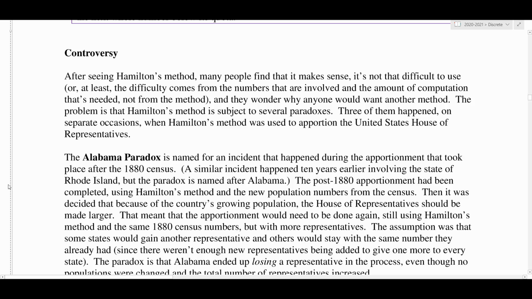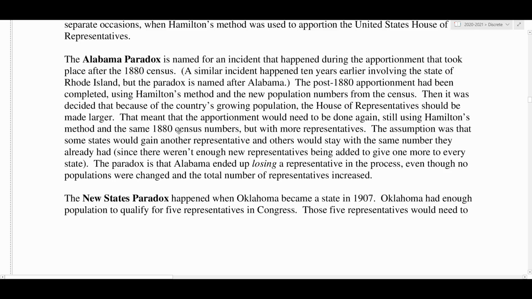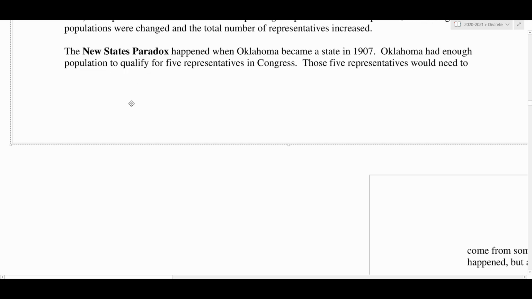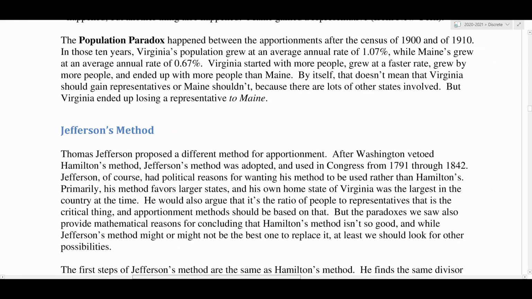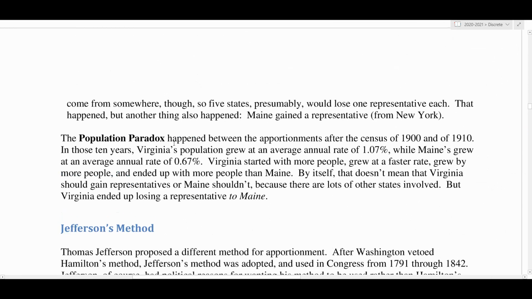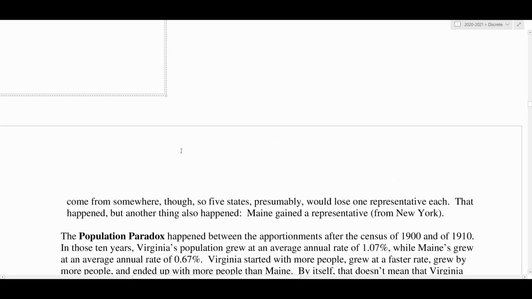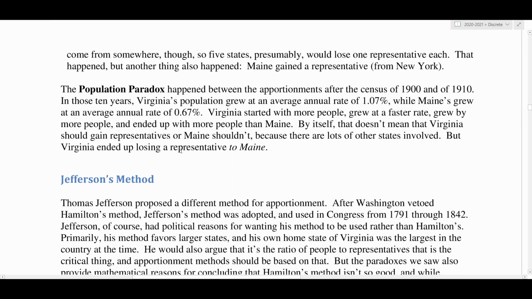And these paradoxes, and where Hamilton's method went wrong in history, are described here. There were three separate incidents: one known as the Alabama paradox, another known as the New States paradox, and then over here, I don't know why that's way over there, the population paradox, which happened in Virginia in 1900 and 1910. I want you to read through those paradoxes. I'm not going to go through them in detail in the video, but read through them in preparation for tomorrow's lesson.